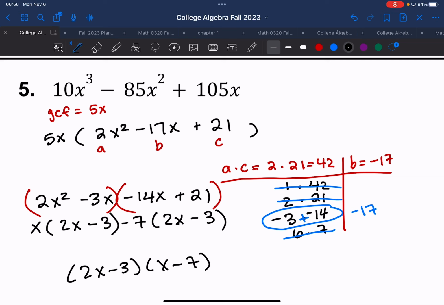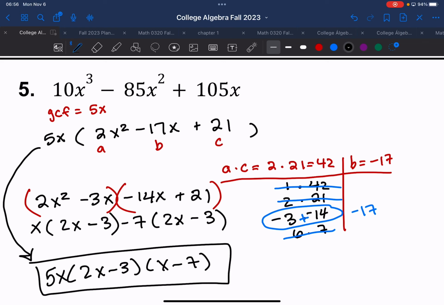Correct. That would be our last step: if we take out a GCF, whatever that GCF was from the beginning has to come down into our answer. So this 5x would have to be included. So that's the final answer. The final answer is the GCF and then our two factors.